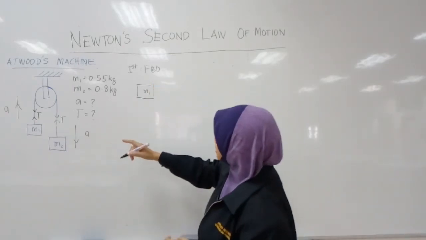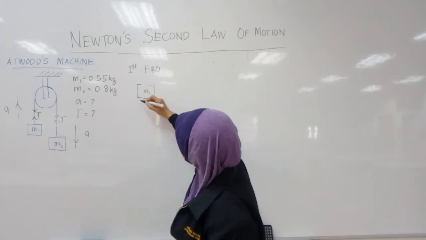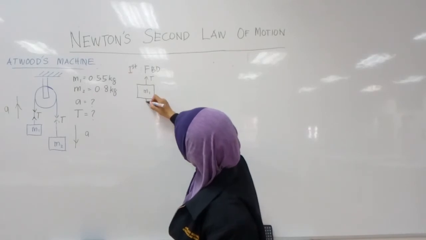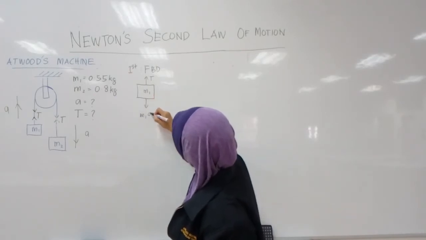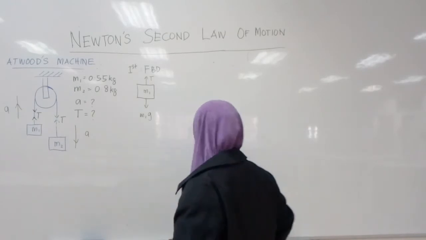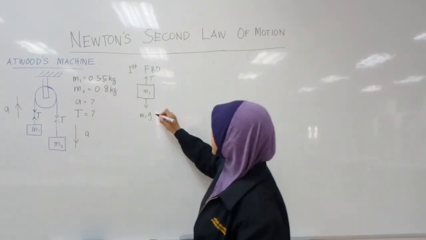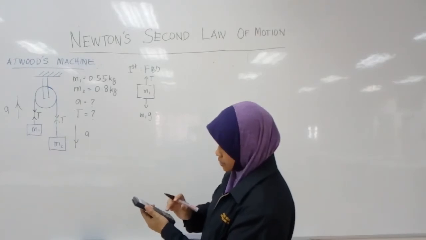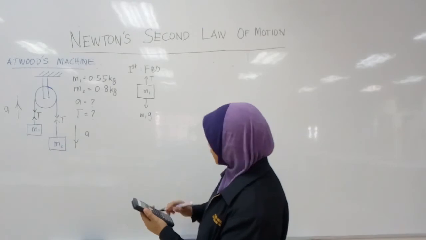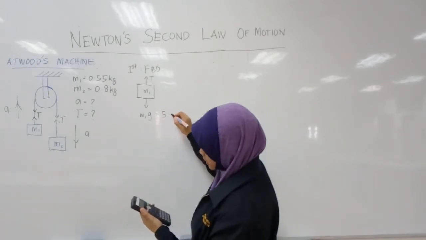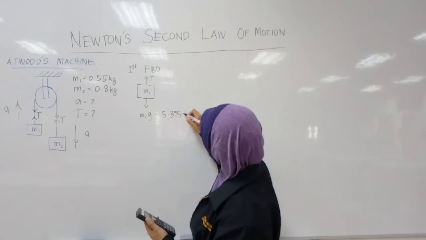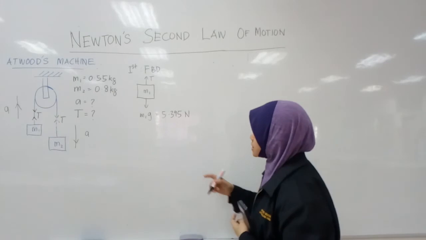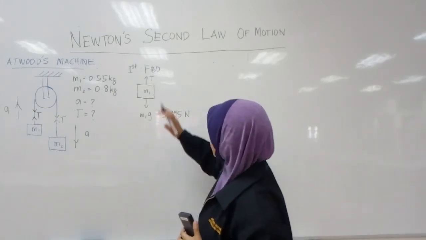The forces that act on the object in the direction of motion are, one is T, and another one is M1G. So what is the value of M1G? Let us calculate it first. M1G, M1 is 0.55 times 9.81. The value is 5.395 Newton. Okay, this is the FBD for object 1.